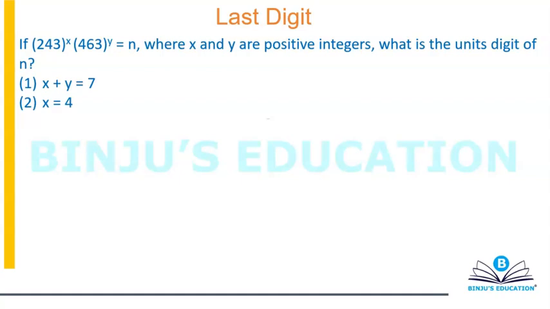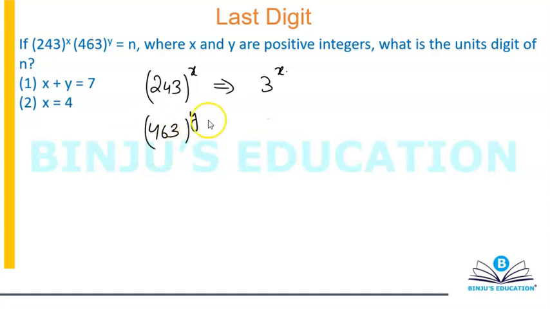So we have 243 to the power x times 463 to the power y is equal to n. x and y are positive integers. What is the unit digit of n? So 243 to the power x. Since we are concerned with unit digit, we are only concerned with 3 to the power x. Then we have 463 to the power y. Again, we are only concerned with 3 to the power y. So what we need is the unit digit of 3 to the power x, and the unit digit of 3 to the power y. Then we'll multiply these two unit digits. What we'll get is the unit digit of n.